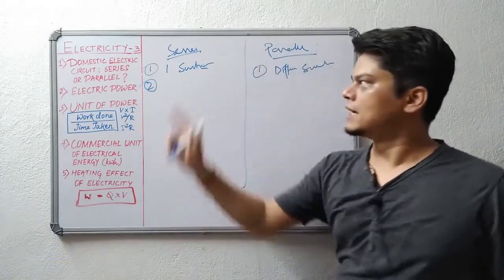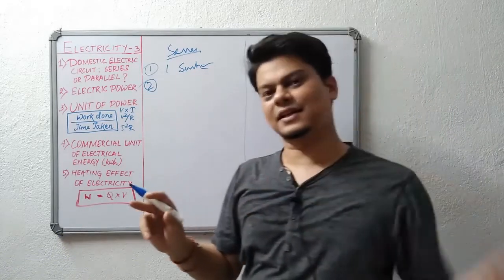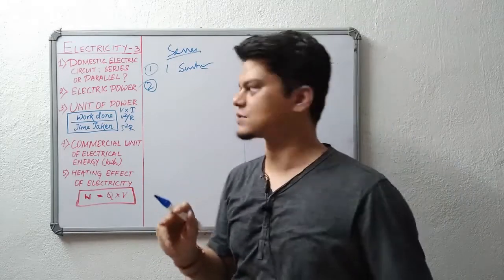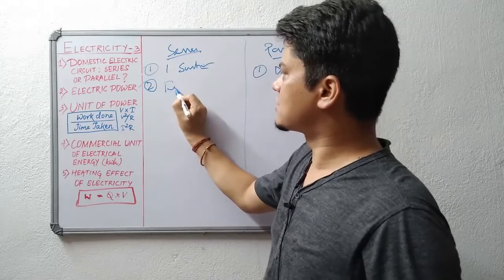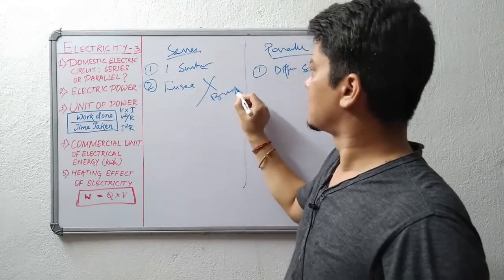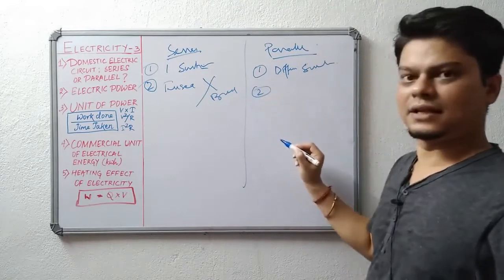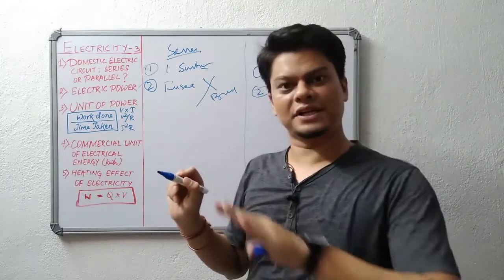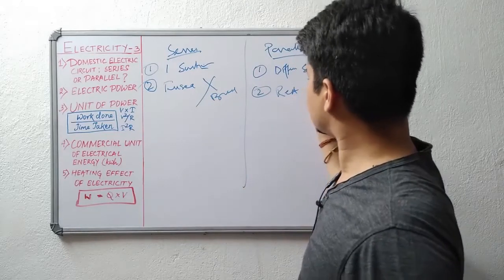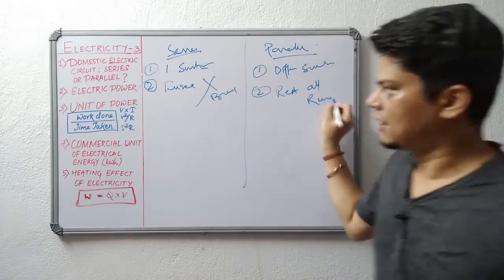Second, in series, if everything is connected and one is fused, suppose one bulb is fused, the circuit is broken. But in parallel, if one is fused or one appliance is damaged, then the rest all run.